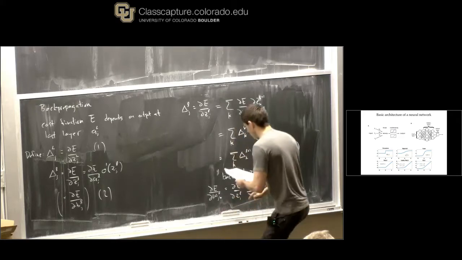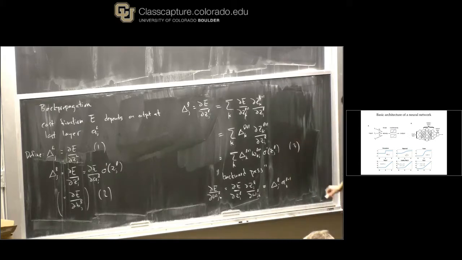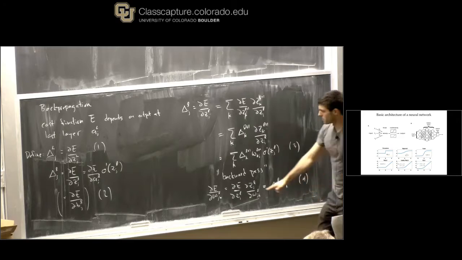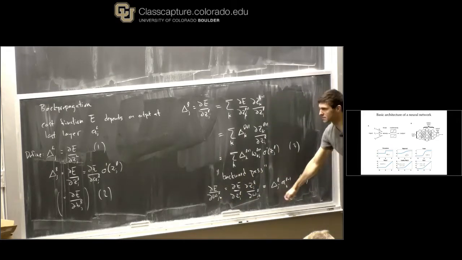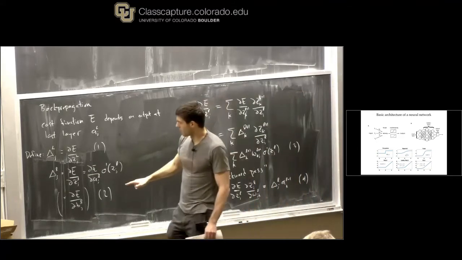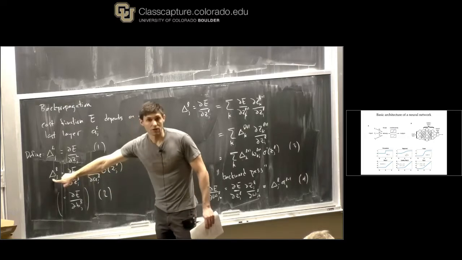And this is just delta. And this is just the activation of the previous layer. So once you have all of your A's and Z's from going forward, and you have all of your deltas from going backwards, you can compute the derivative with respect to some W parameter using this, and the derivative with respect to a bias parameter using the fact that it's just equal to the delta.